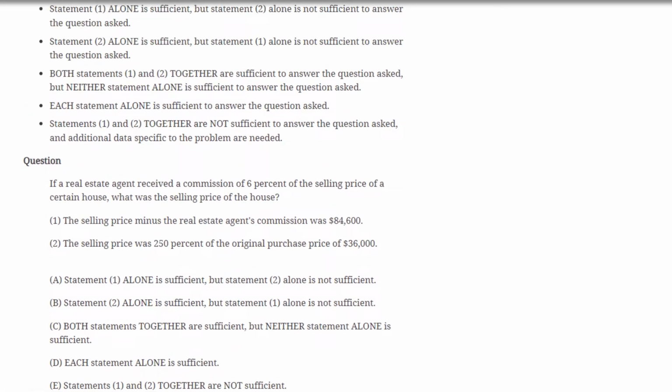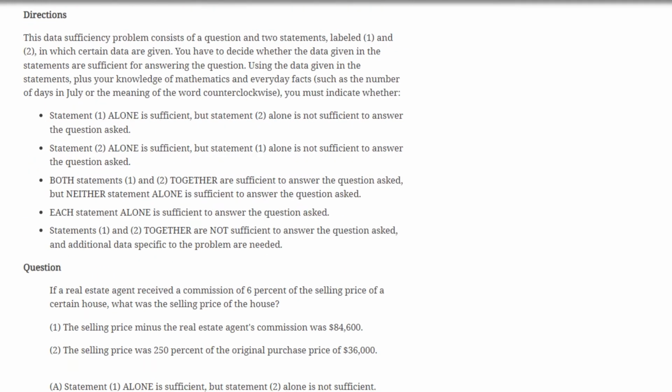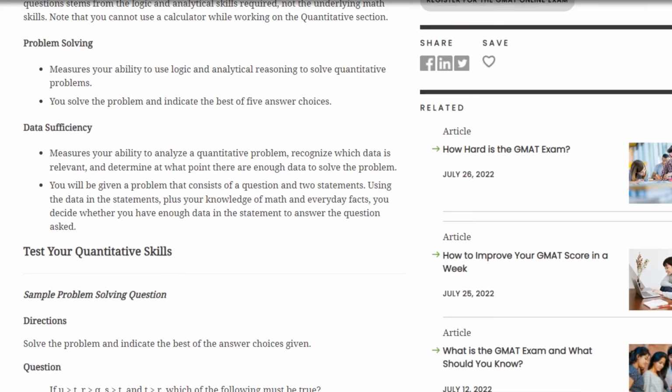Okay, so be careful, and it is better for you to memorize them. You will have them on the exam, but just for you to choose fast, it will be great if you memorize these options. Okay, well, this is about quant.